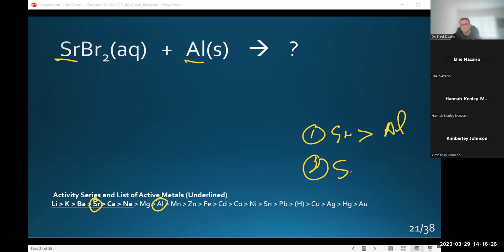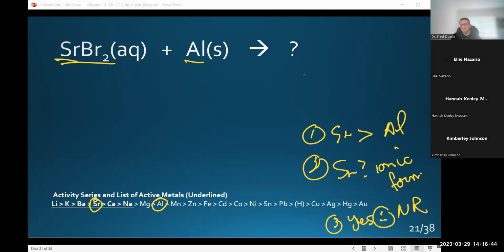Second question: is strontium in ionic form? Okay, and yes, it is. It is in the form of strontium bromide. Therefore, the answer here is yes, which implies no reaction. So we have here NR, no reaction. Okay, because strontium is more reactive than aluminum, and strontium is already in the most stable state that it needs to be, which is the ionic state.